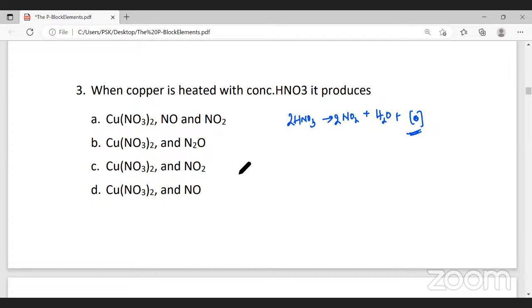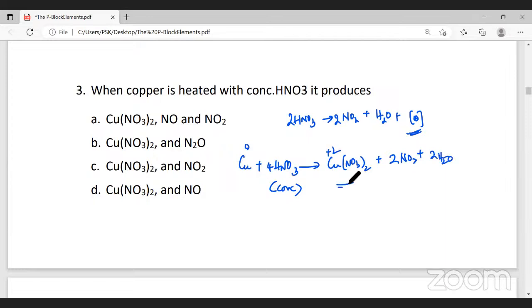So when copper is heated with nitric acid, now the charge on copper is 0 here. There is concentrated nitric acid. When copper is heated with concentrated nitric acid, we get cupric nitrate plus nitrogen dioxide and 2 moles of water. Copper is oxidized to cupric nitrate with the liberation of nitrogen dioxide. Hence, the answer for this question is option C, cupric nitrate and nitrogen dioxide.